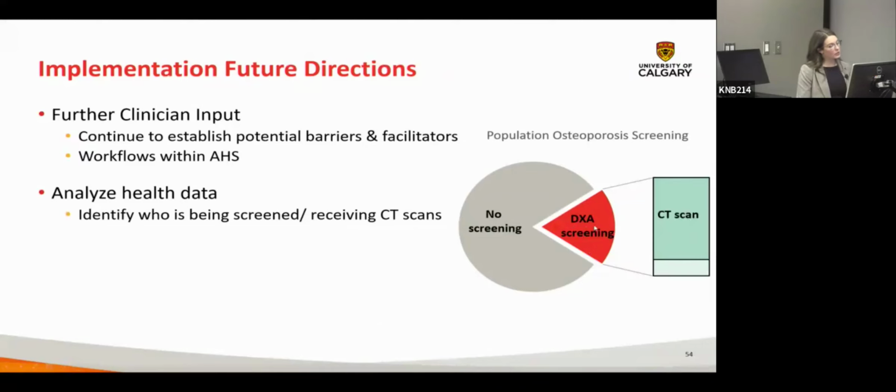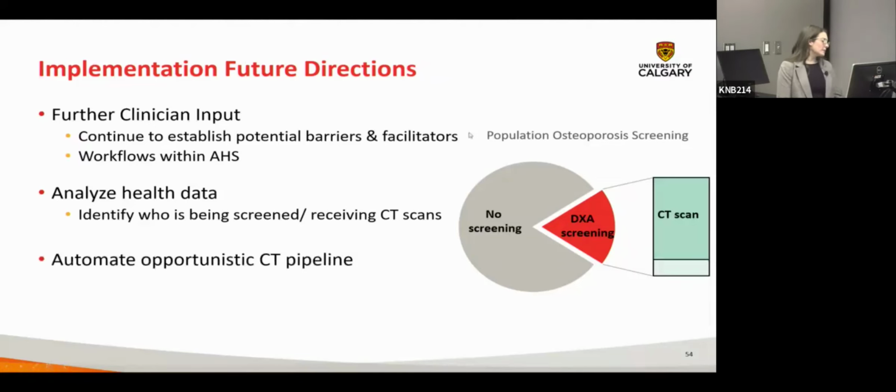But let's just say for those DEXA screenings, if almost all those DEXA screenings are getting CT scans, that means we have too much overlap, and there's really no purpose in continuing with the CT opportunistic osteoporosis screening. However, I believe we're actually going to have a number of people here that are not getting any DEXA screenings and are getting CT scans. So there still is a purpose for moving forward with this, but we'll see what the data says. And then the next big step in terms of the science side is to actually automate the opportunistic CT pipeline. We can't have clinicians going through the whole pipeline. Currently, it's me doing it, and it's a little time consuming.